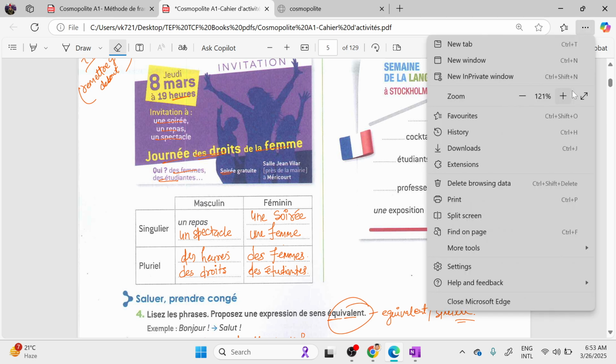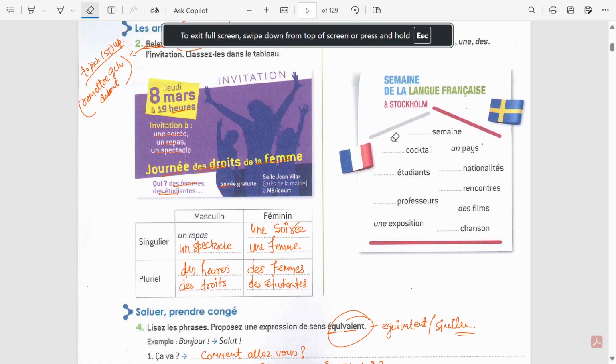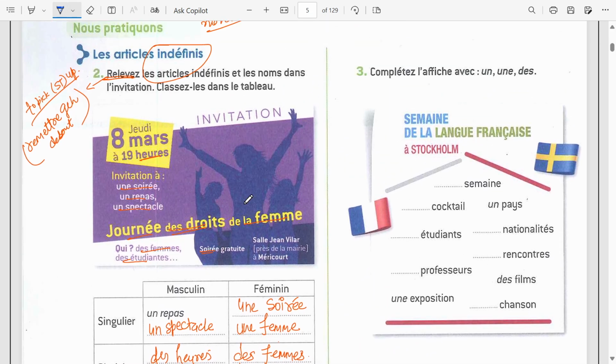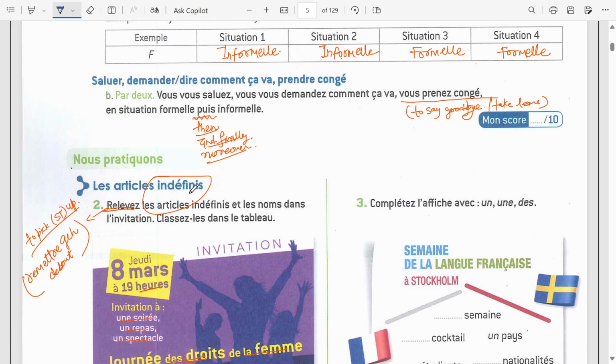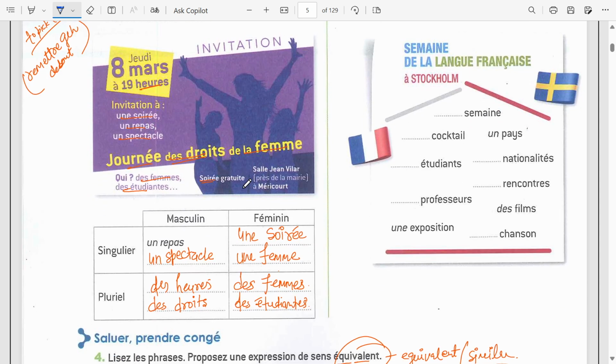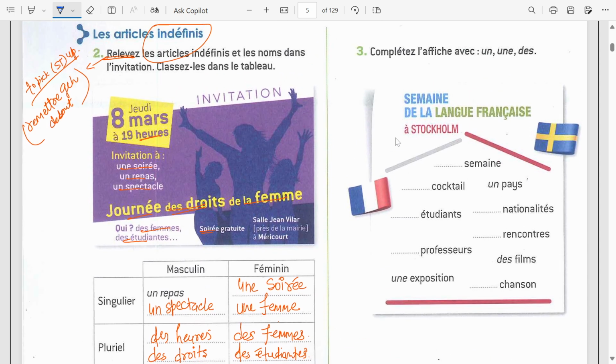So now we have 5 minutes more, and let's see the activities here. Let's do the activities based on the indefinite articles, right? We did indefinite recently, and now we'll be filling up the box with the articles. They are not new to you.